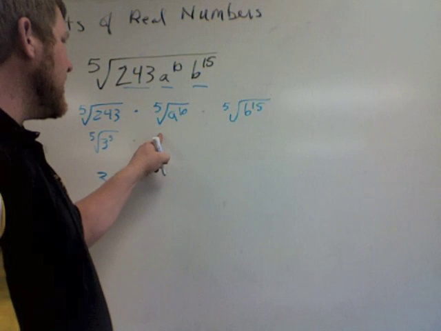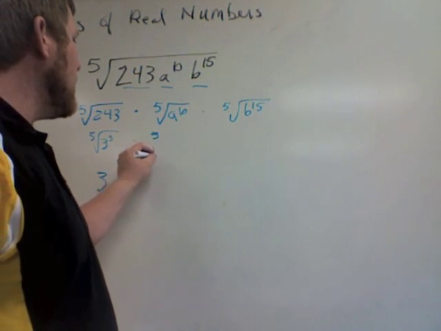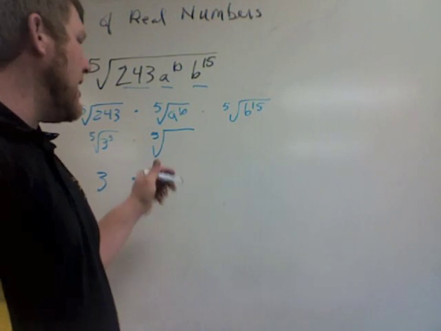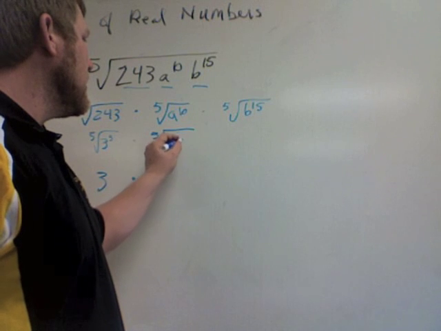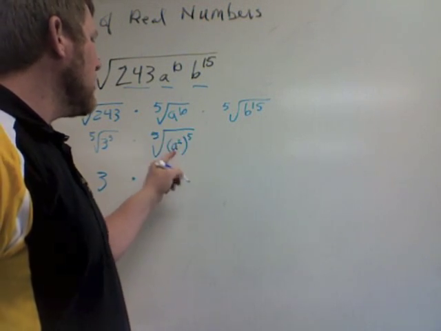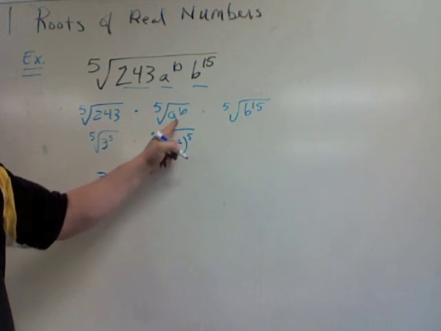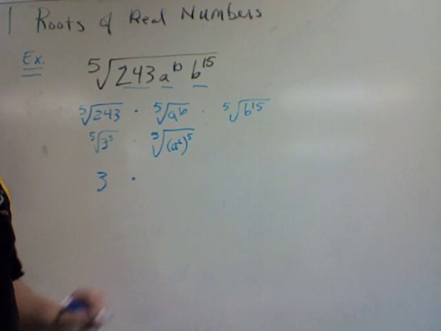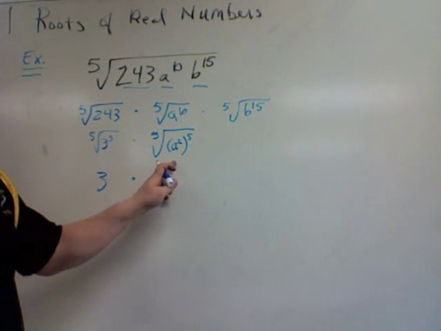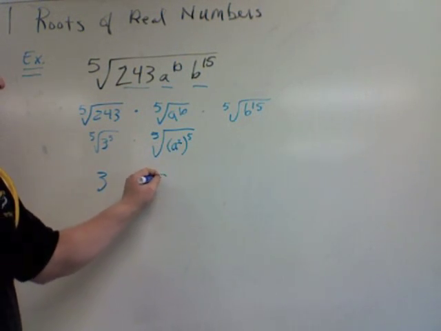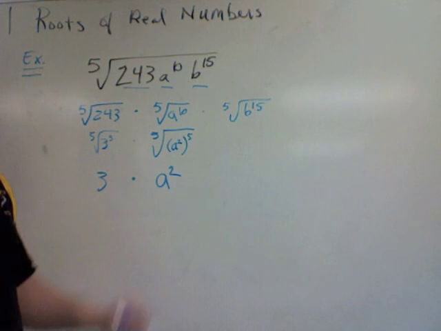Now, I'm going to do the same thing here. I have the 5th root. I want to write a to the 10th as a power of 5. So what would that be? A squared to the 5th. Because notice if I take a power of a power, I'd get a to the 10th. But then the nth root and the power of 5 cancel each other out, so what am I left with? A squared.